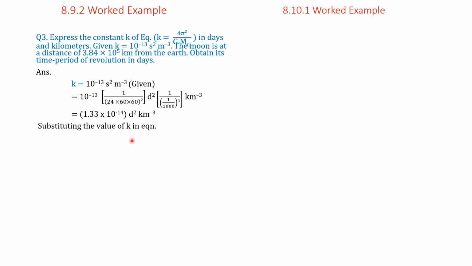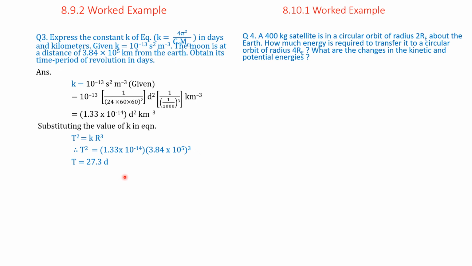Substituting the value of k in the equation, T squared is equal to k into r cube. This equation you have to remember. T squared is equal to, the value of k here is 1.33 into 10 to the power of minus 14, into r, which is given as 3.84 into 10 to the power of 5, whole cube. Therefore, T is equal to 27.3 days.